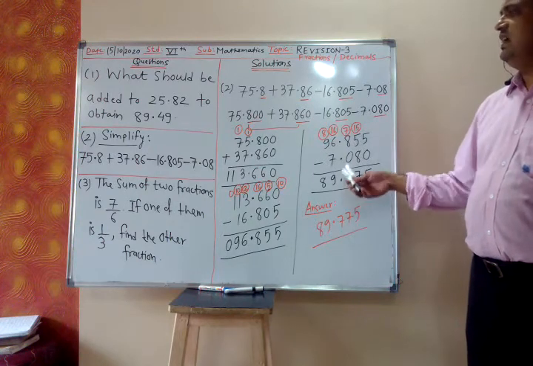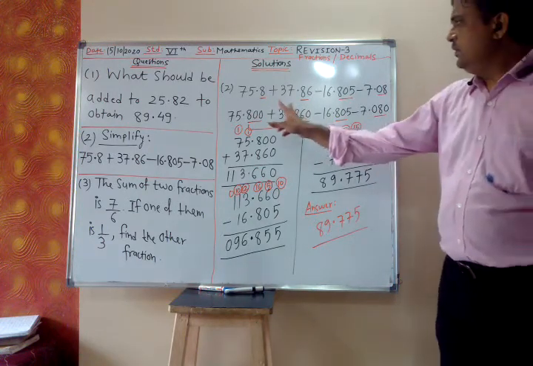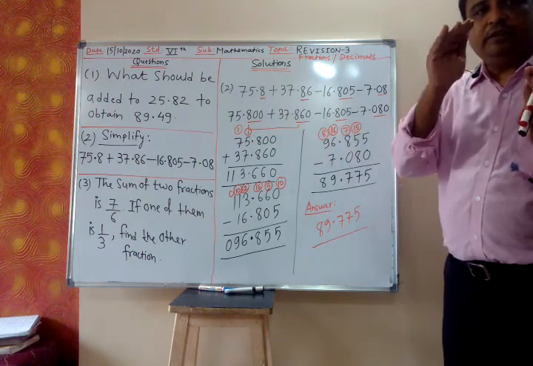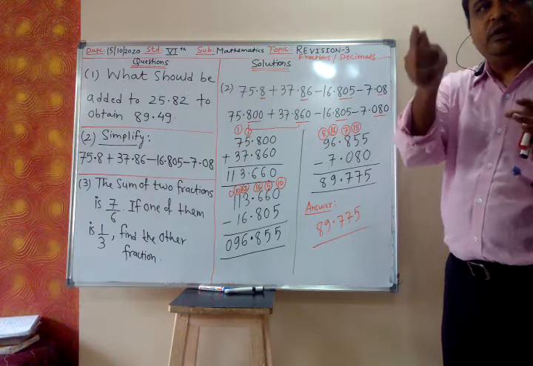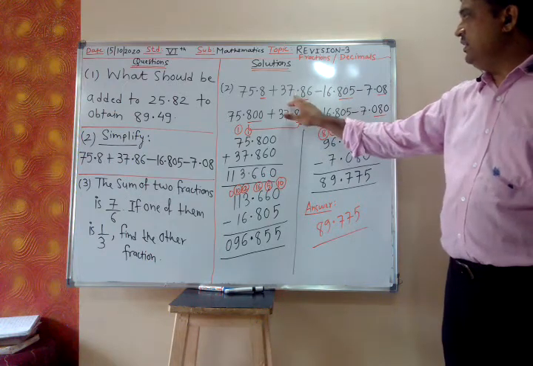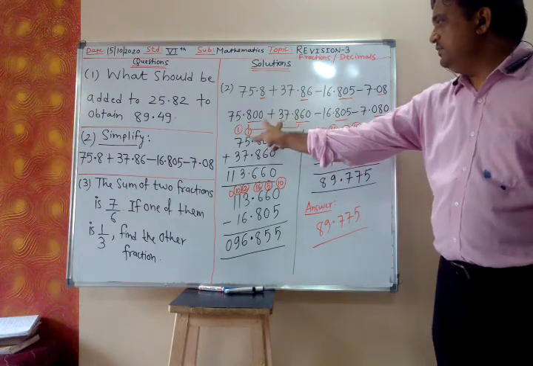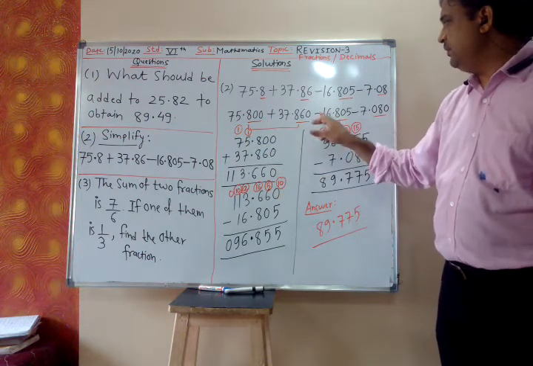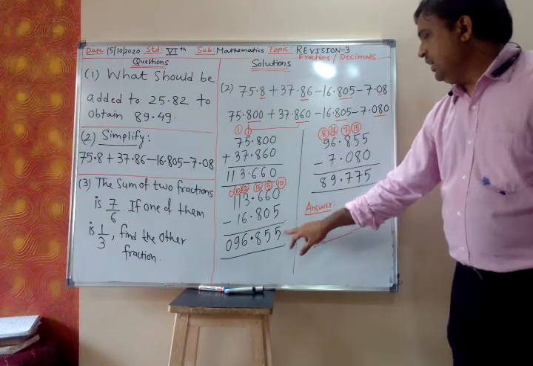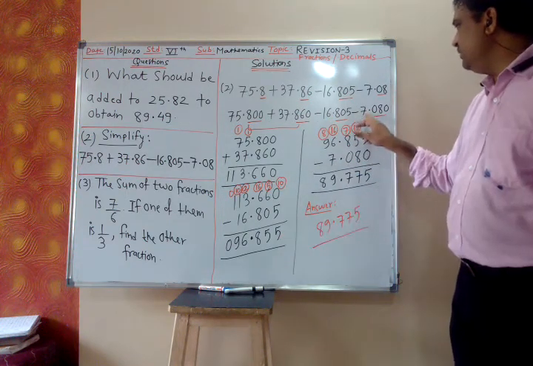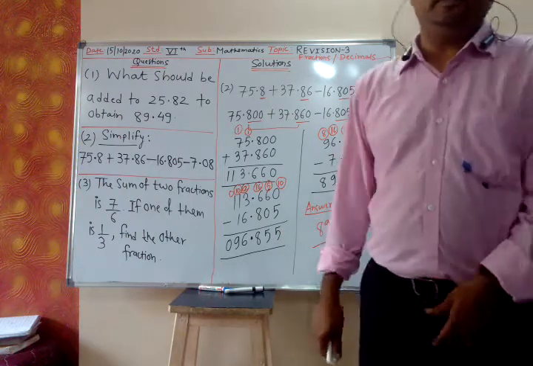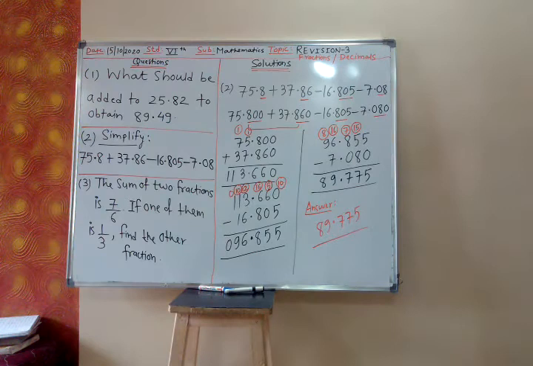89.775 is the answer. Simplify. So, first we add these two. See here, what is our first job? To convert them into like decimals. First we convert them into like decimals. Then first we simplify these two, add whatever is the resultant. From that I will subtract this. I will get this. Again I have to subtract 7.080 from this. So we get 89.775 is the answer.